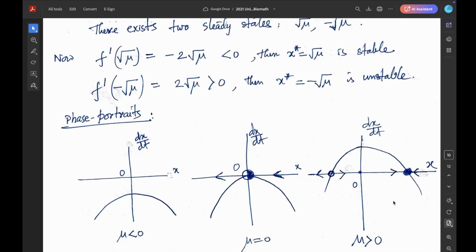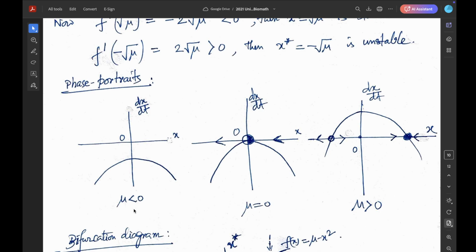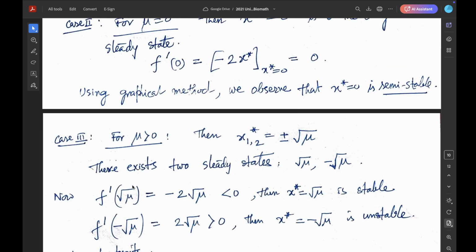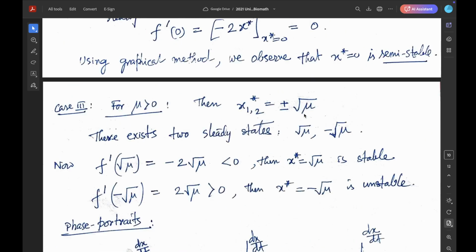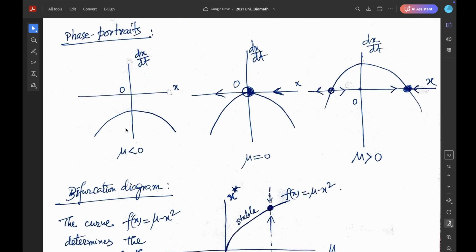And the phase portrait is given by, for the case mu less than 0, this x, and this is the dx dt vertical axis. So this corresponding graph is this graph. For this graph, mu minus x square equal to f of x. When mu is negative, you can easily draw it by the Desmos app or any other app on the net.